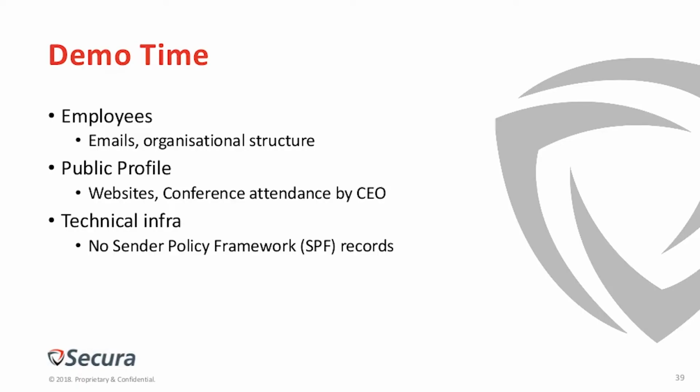There's also technical infrastructure, so like no sender policy framework records. If they have different components, like mail, that aren't properly secured, we can target those. And just by looking at what they have available publicly as information, we can get a lot of ideas and potential vectors by which we can compromise the target organization.